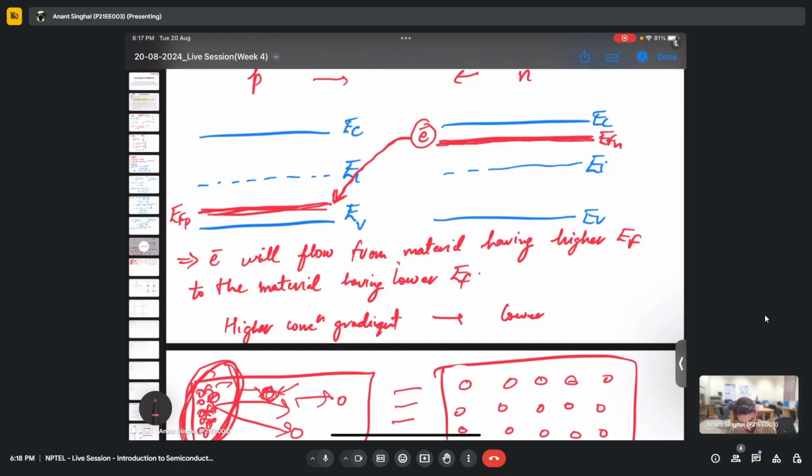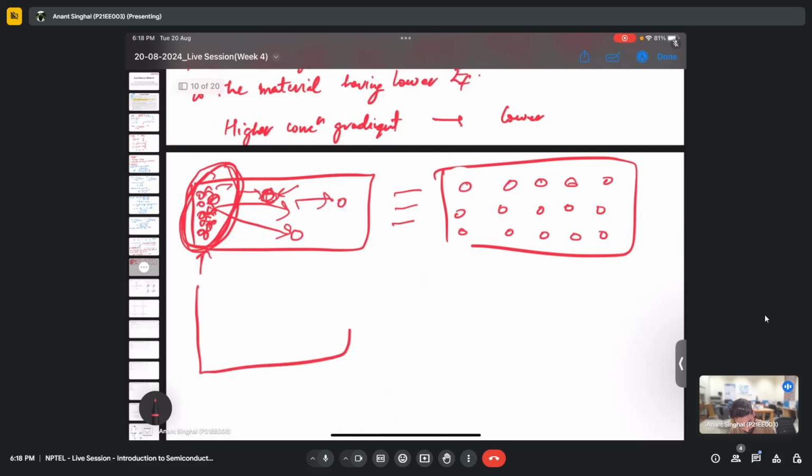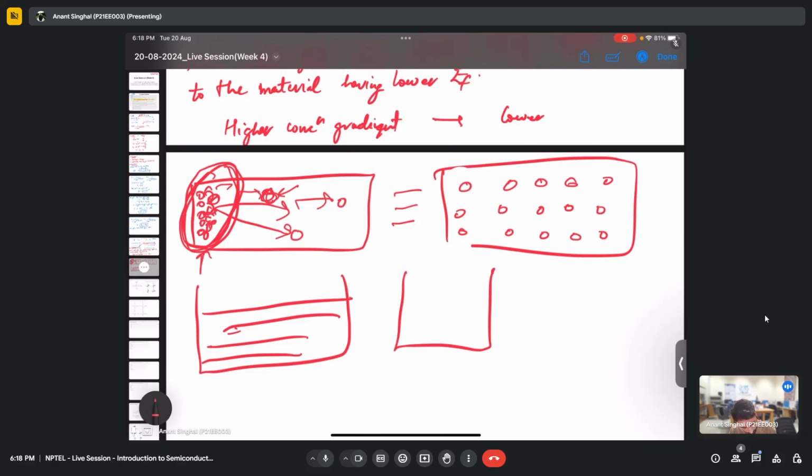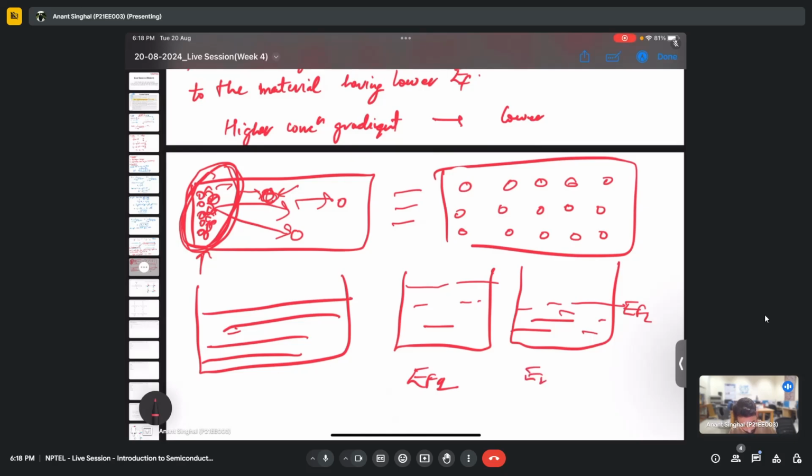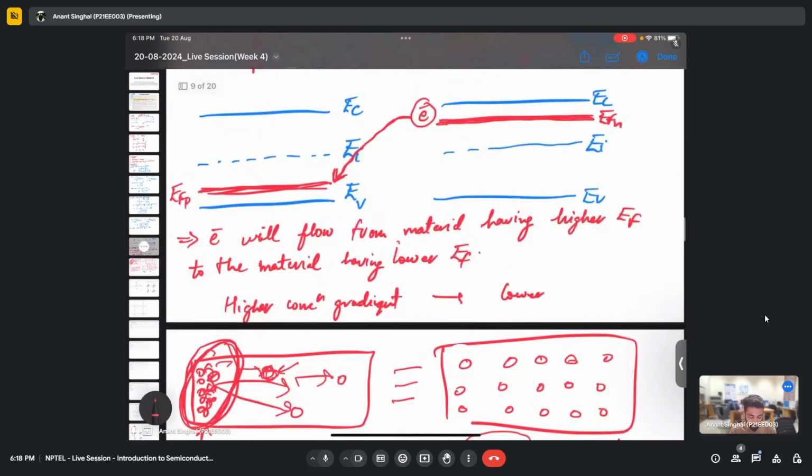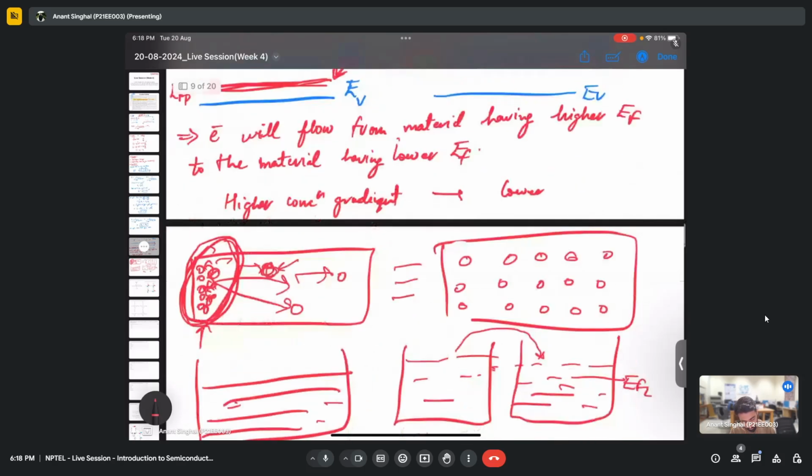Okay, sir. Thank you. You can even take another example if that does not make sense. Let's say we have a water tank, and two buckets of water. Bucket 1 has EF1, and bucket 2 has a lesser Fermi level, EF2, or water level, you can just relate. To equalize this, there is always a motion of water from EF1 to EF2. So that is why electrons always move from a higher Fermi level to a lower Fermi level.